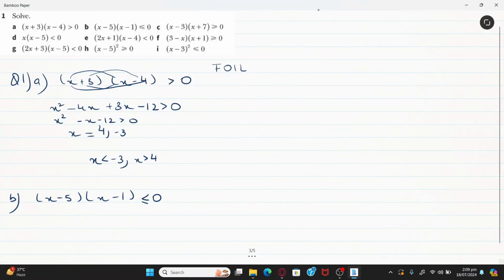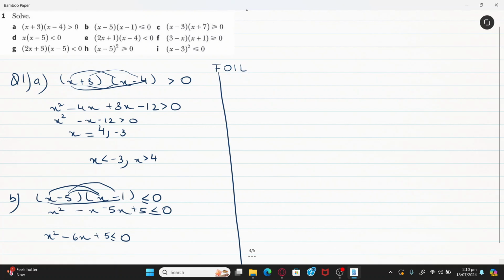So right now, first solve this quadratic equation. We're going to get x squared, outer negative x, inner negative 5x, last positive 5, is less than or equal to 0. Again, solve this further: x squared minus 6x plus 5 is less than or equal to 0.